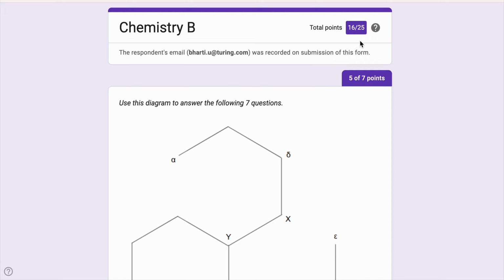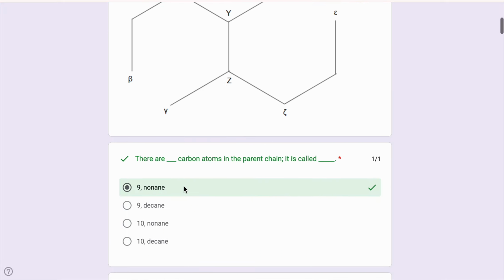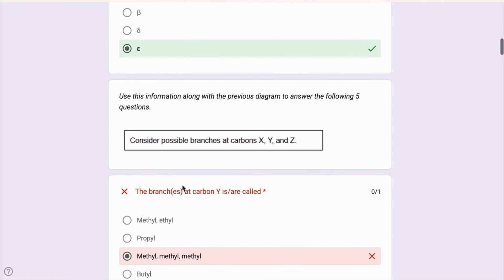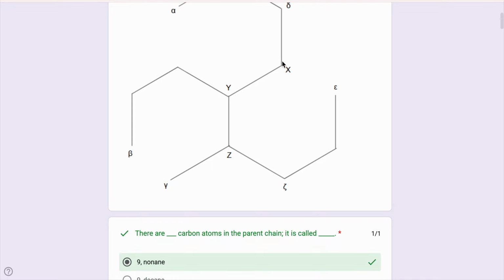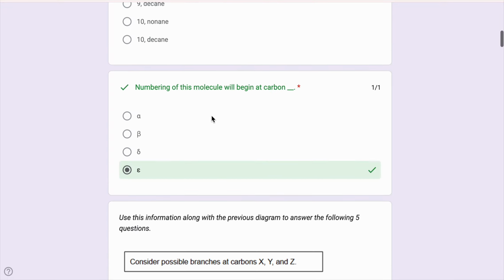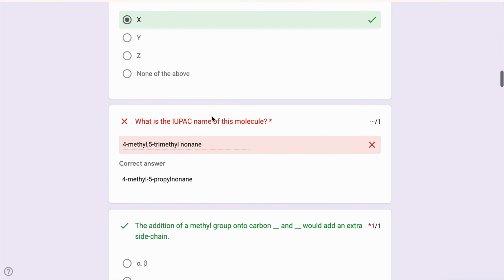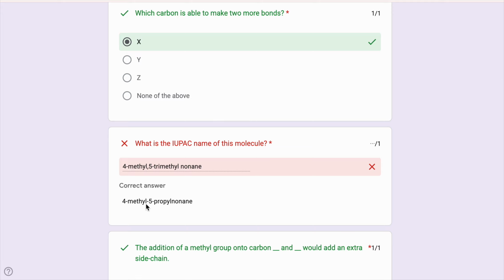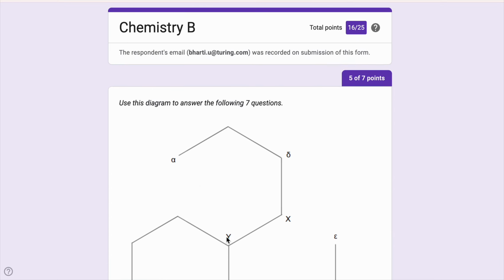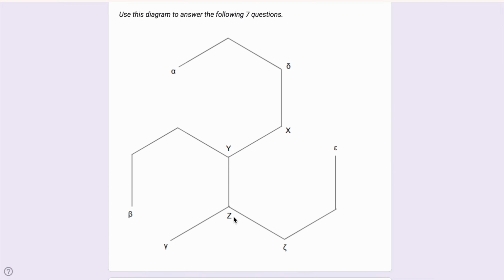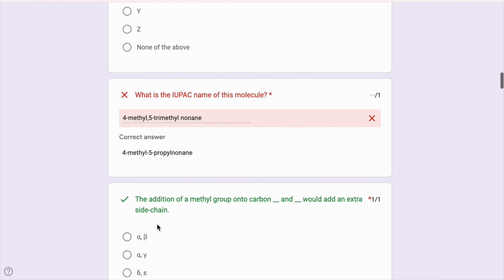Let's see. 16 out of 25. Four methyl, 5 propyl. Okay, this is 5 propyl, not trimethyl. Nonene.